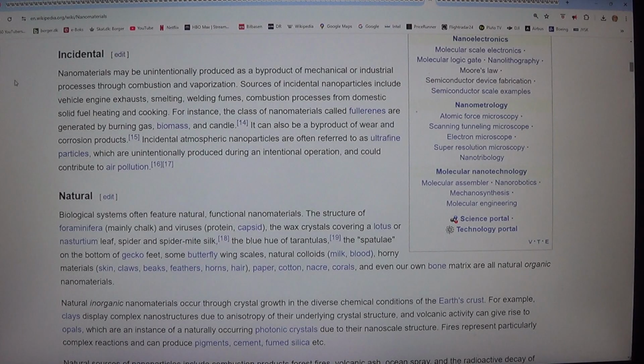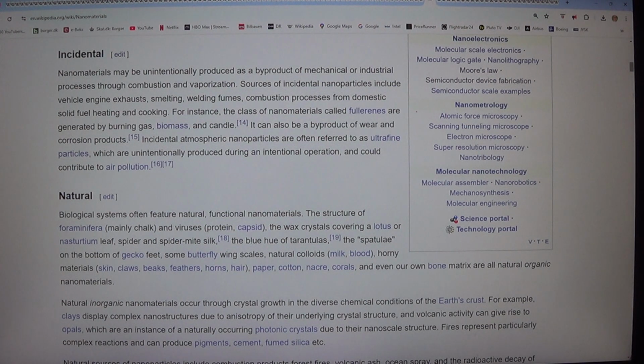Incidental. Nanomaterials may be unintentionally produced as a byproduct of mechanical or industrial processes through combustion and vaporization. Sources of incidental nanoparticles include vehicle engine exhausts, smelting, welding fumes, and combustion processes from domestic solid fuel heating and cooking. For instance, the class of nanomaterials called fullerenes are generated by burning gas, biomass, and candles. It can also be a byproduct of wear and corrosion products.